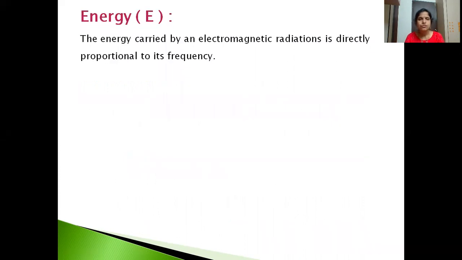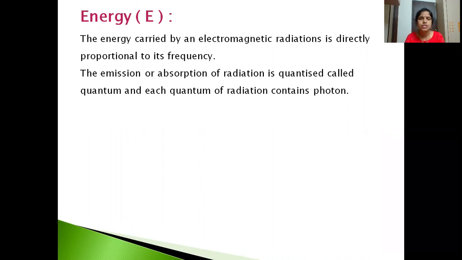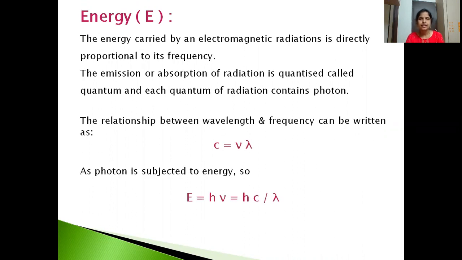Then the energy of EMR radiation. As light travels in quanta known as photons, they carry some energy. That energy can be calculated by the formula E is equal to h nu, where h stands for Planck's constant and nu is the frequency. So how to calculate frequency?